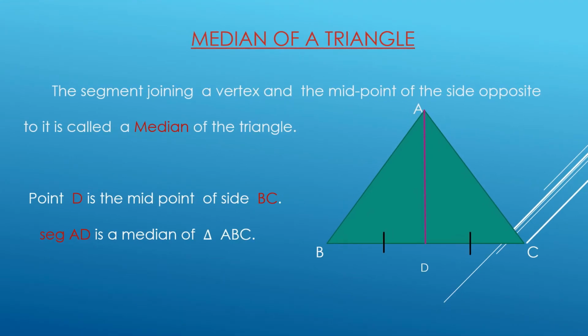Next is the median of a triangle. Children, you have learned the median of a triangle. I am just recollecting: the segment joining a vertex and the midpoint of the side opposite to it is called the median of the triangle. In triangle ABC, point D is the midpoint of side BC, and segment AD is the median of triangle ABC.